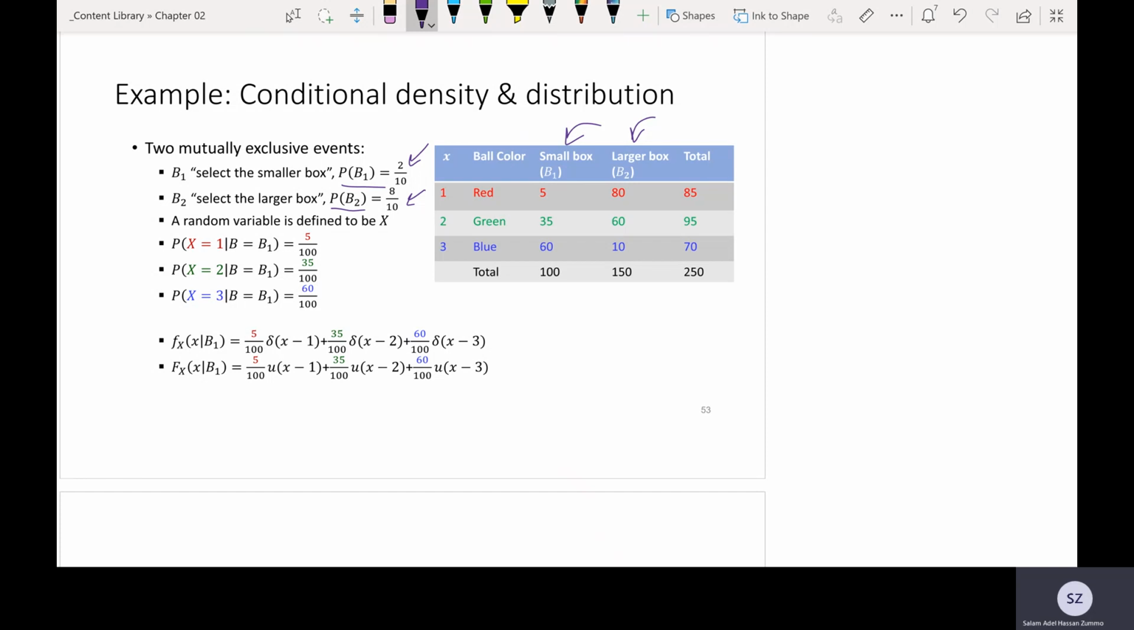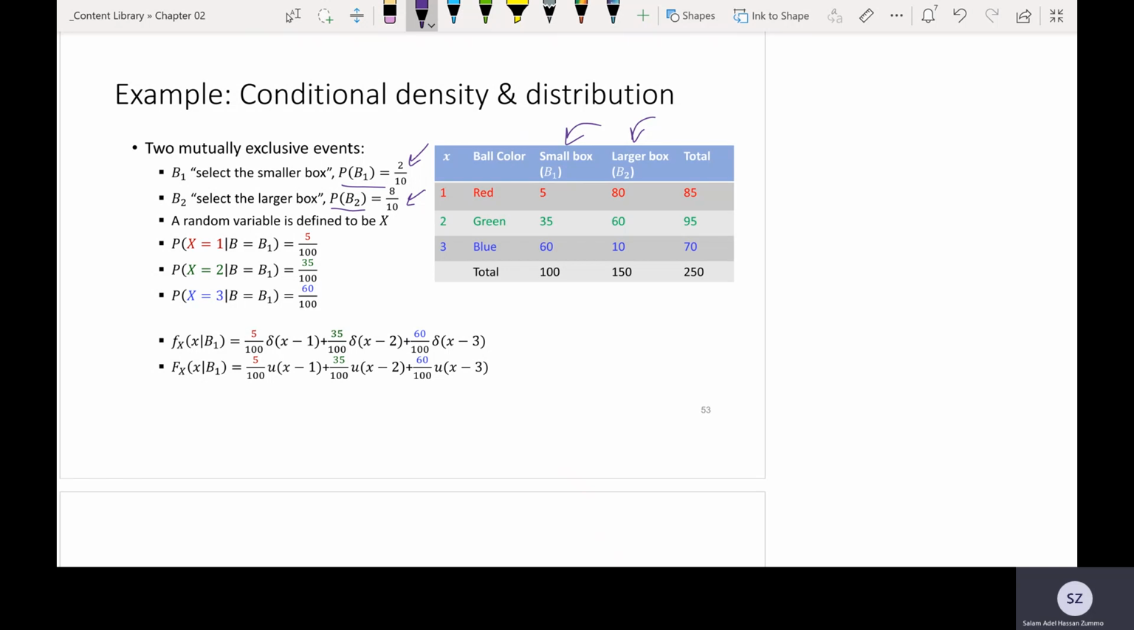Now, in box 1, we have 5 red balls, 35 green balls, and 60 blue. While in box 2, we have 80, 60, and 10, respectively. And the total is this. Now we can ask the same questions that we did in homework number 1 and quiz number 1. For example, let's go over this.